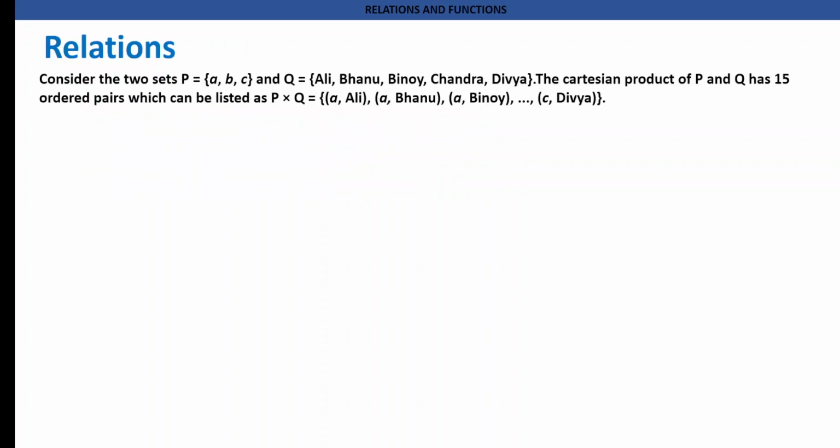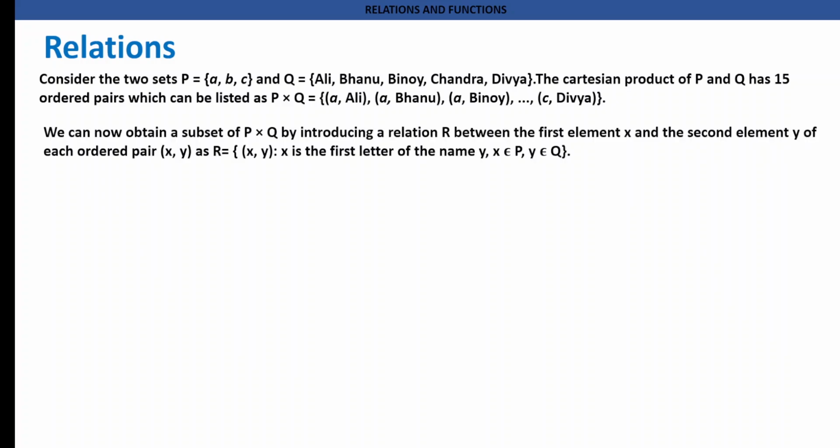Relations. Consider the two sets P with elements A, B, C and Q with Ali, Banu, Binay, Chandra, Divya. The Cartesian product of P and Q has 15 ordered pairs which can be listed as P into Q: A Ali, A Banu, A Binay, and so on till C Divya.